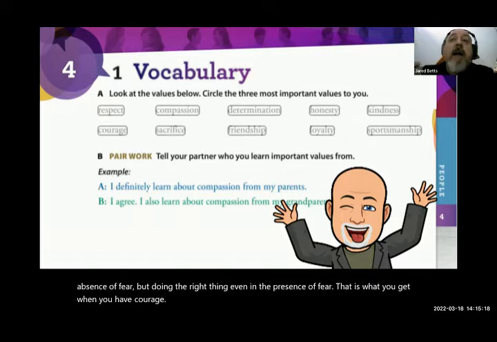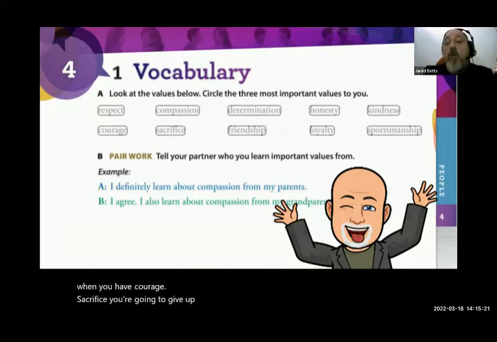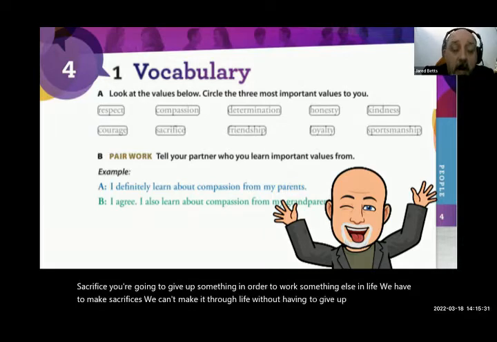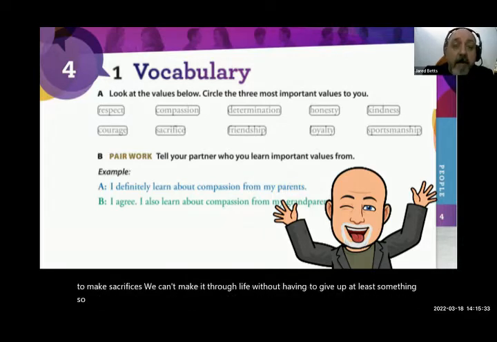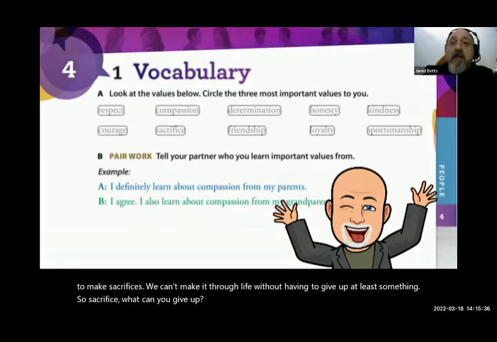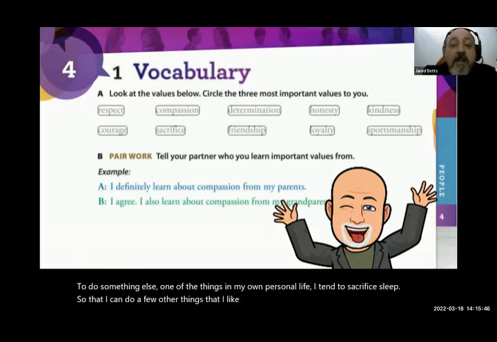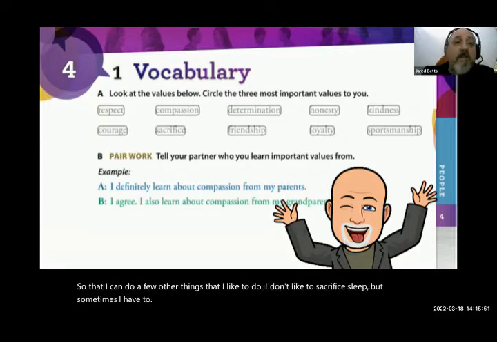Sacrifice. You're going to give up something in order to get something else. In life, we have to make sacrifices. We can't make it through life without having to give up at least something. So sacrifice. What can you give up to do something else? One of the things in my own personal life, I tend to sacrifice sleep so that I can do a few other things that I like to do. I don't like to sacrifice sleep, but sometimes I have to. Part of what you do, the choices you make in life.